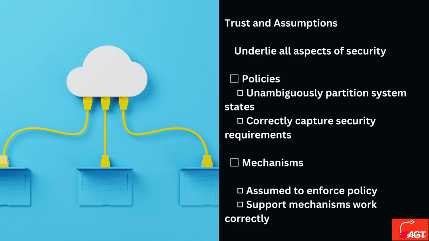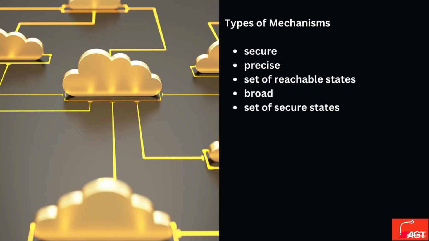Businesses and organizations can create efficient security methods to guard their cloud resources from security threats by comprehending the significance of trust and assumptions in cloud security. Several kinds of cloud security mechanisms. The instruments and methods used in a cloud environment to enforce security policies are known as security mechanisms. Security mechanisms come in a variety of forms, and each type has unique capabilities and traits.